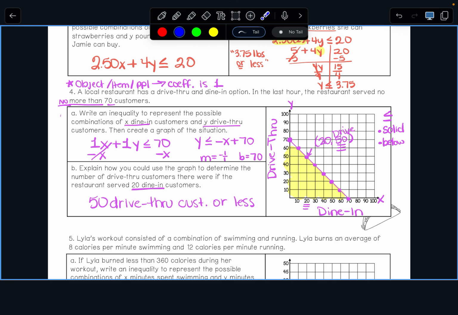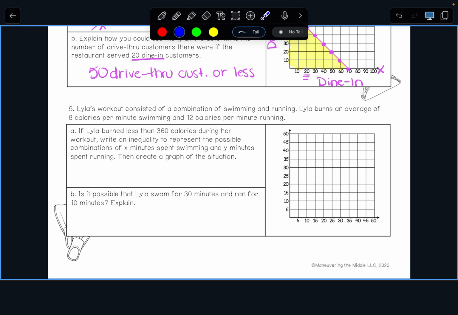Yes, question. Couldn't you have also done it through the equation? Yes, you could have also plugged in 20 into your dine-in customers. Or you can use the graph. Correct. All right. Lila's workout consisted of a combination of swimming and running.